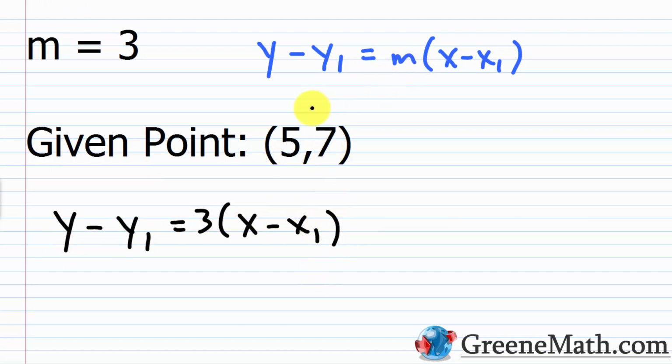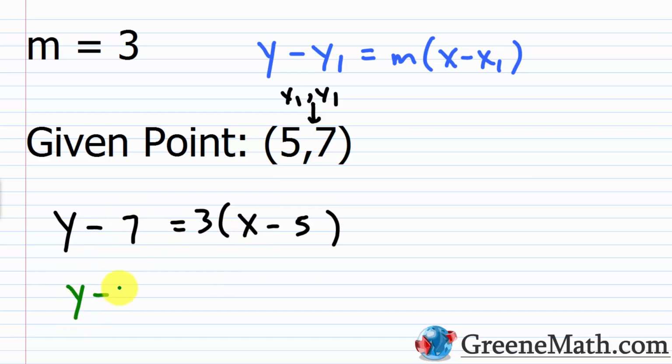Now this is my given point. This is what you would label as x sub 1, y sub 1. So I'm going to erase this and plug in my y sub 1, which is 7. I'm going to erase this and plug in my x sub 1, which is 5. And then from here, I can just solve for y, right? So I'd have it in slope-intercept form.